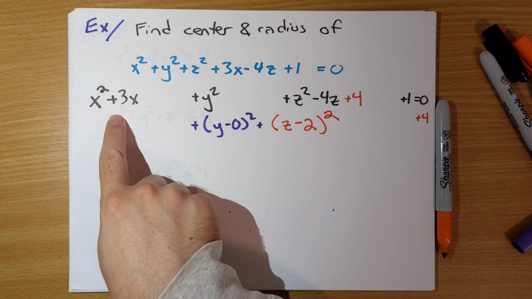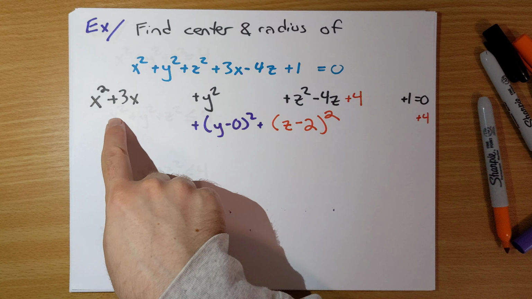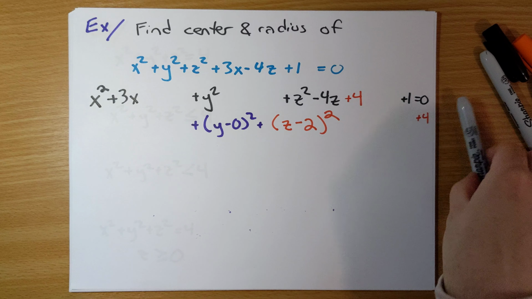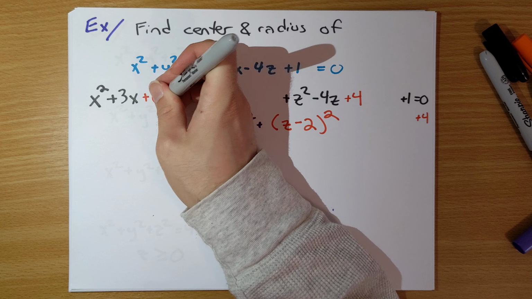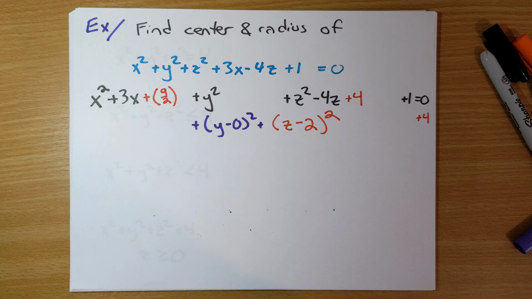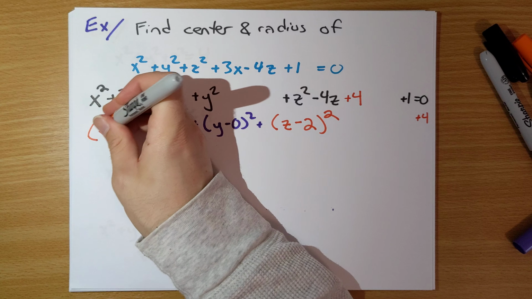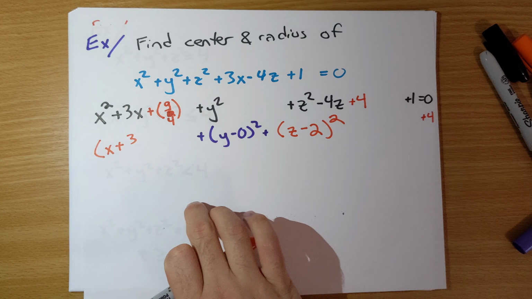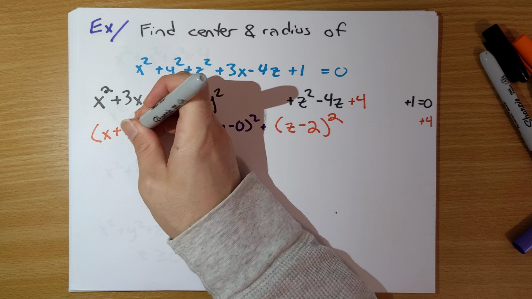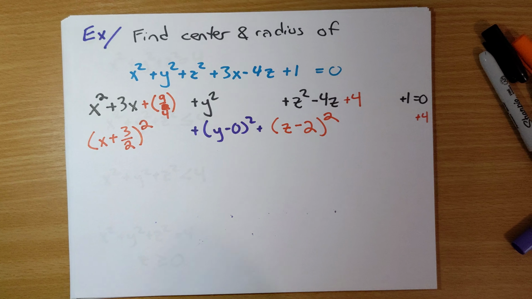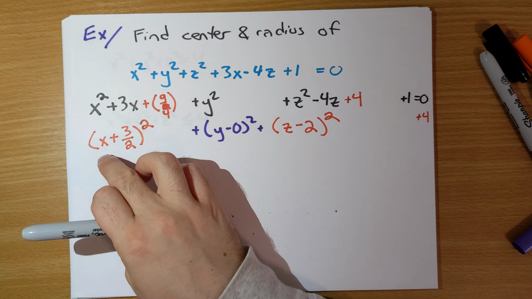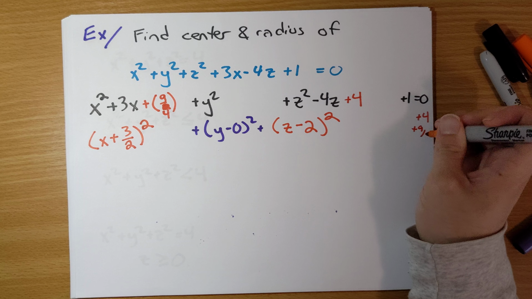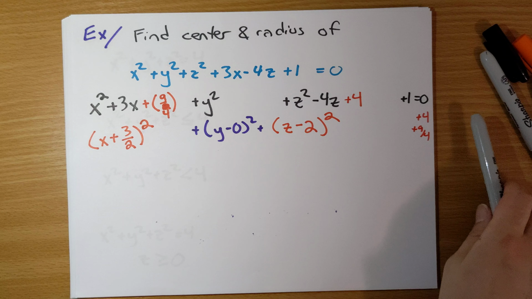And then over here, we have x squared plus 3x, and then I need to add 9 halves to make this be x plus, not 9 halves, 9 fourths. Again, what do I do to complete the square? Take 3, divide it by 2, and then square 3 halves squared to get 9 fourths. So I'm going to have to also add 9 fourths to the other side.